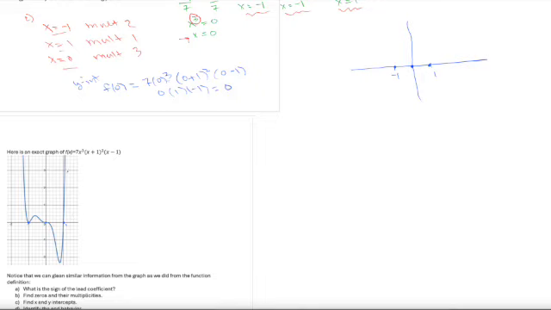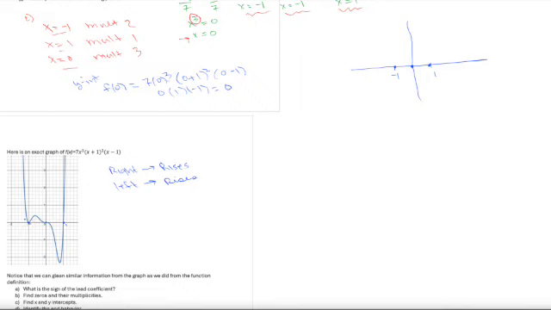So the end behavior of the graph, we can see as we go to the right, the graph points up. So to the right, the graph rises, and to the left, the graph rises. Okay, now notice the intercepts.